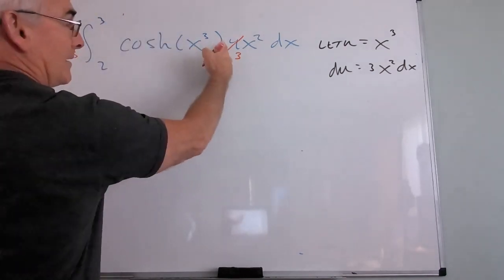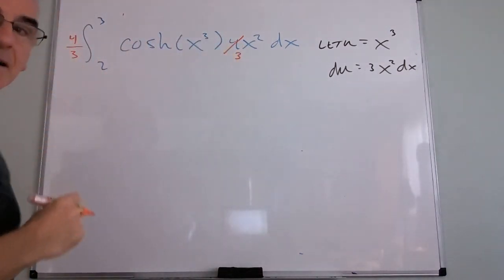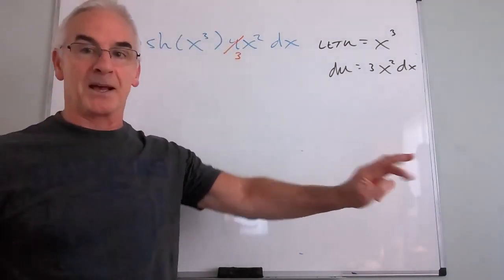I'm not introducing a 4. I'm pulling it out of the problem. I'm factoring it. That's why 4 stays in the numerator. Now there's a 1 here. I'm introducing a 3, so I have to introduce its reciprocal. That's it.